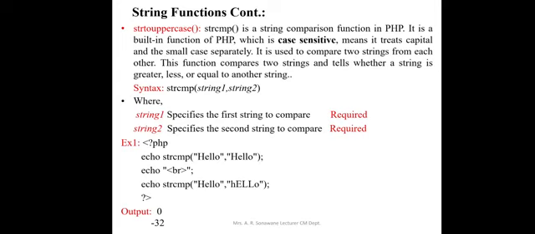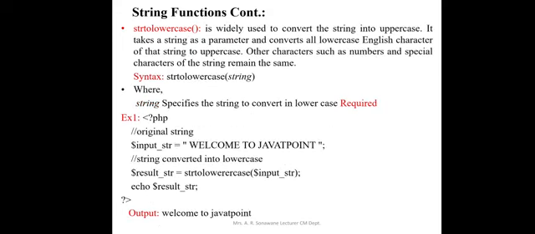the next function is the strcmp function. This function is responsible for comparing two strings. String 1 is compared with string 2. Both the strings are required. If both the strings are equal, then it will return 0. Otherwise, depending on the ASCII values of the strings, the answer will be returned. The next functions are strtolower and strtoupper.